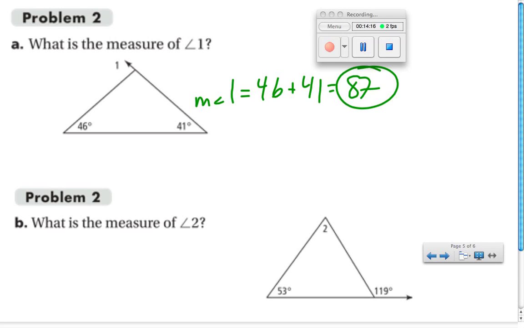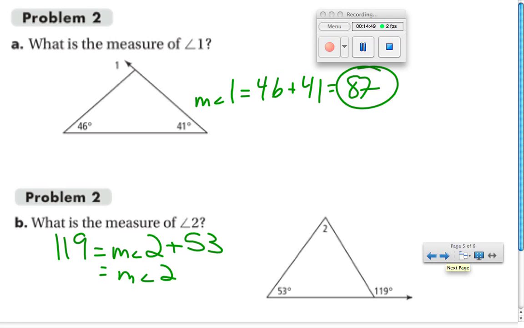It is not supplementary to the 119. Be careful. The angle down here is supplementary to the 119. Casey, what do you notice? Since 119 is an exterior angle, it equals... So 119 is my exterior angle, and you're saying set it equal to? 53 plus the measure of angle 2. Beautiful. Yes. Absolutely. And then subtracting, I find that the measure of angle 2 is 66.